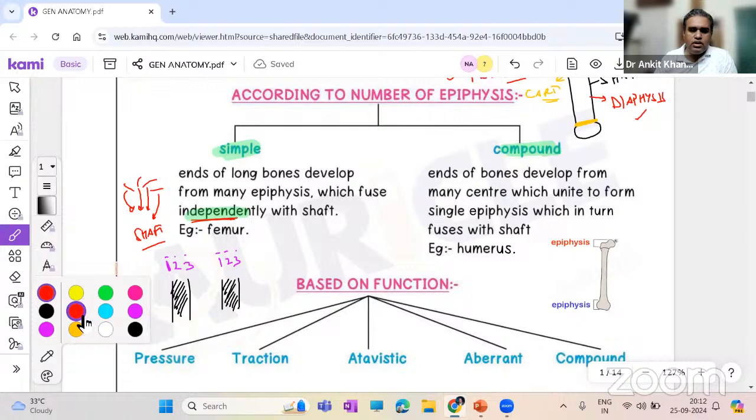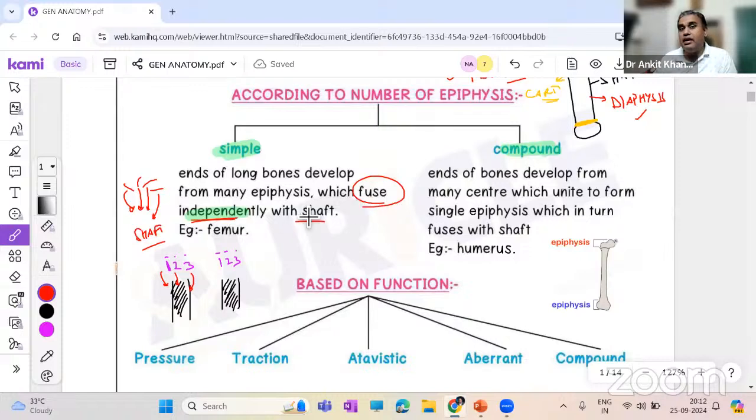Now, what happens in the first bone over here is that all these three, 1, 2, and 3, will go and fuse to the shaft independently. Epiphysis number 1 came to the shaft at, say, the age of 16. Epiphysis 2 came to the shaft at, say, age 15. Epiphysis 3 fused with the shaft at, say, age 14. Just hypothetically, I'm telling. So they are going independently without telling each other.